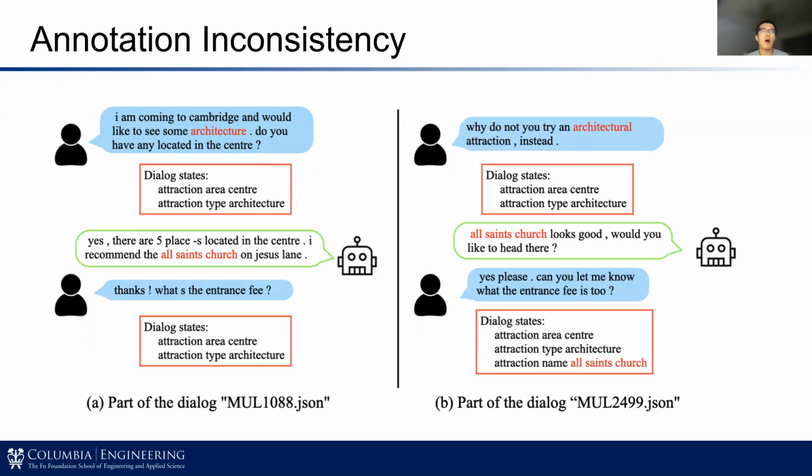Continuing, the assistant offers the same result, All Saints Church, and the user shows interest in this church and asks for the entrance fee in both dialogues. However, the annotation at this turn is quite different. The first dialogue still only contains the area and attraction type, while the second dialogue includes the attraction name, All Saints Church. This really confuses the model about whether it should generate the slot of attraction name or not in such similar cases for the dialogue state tracking task.